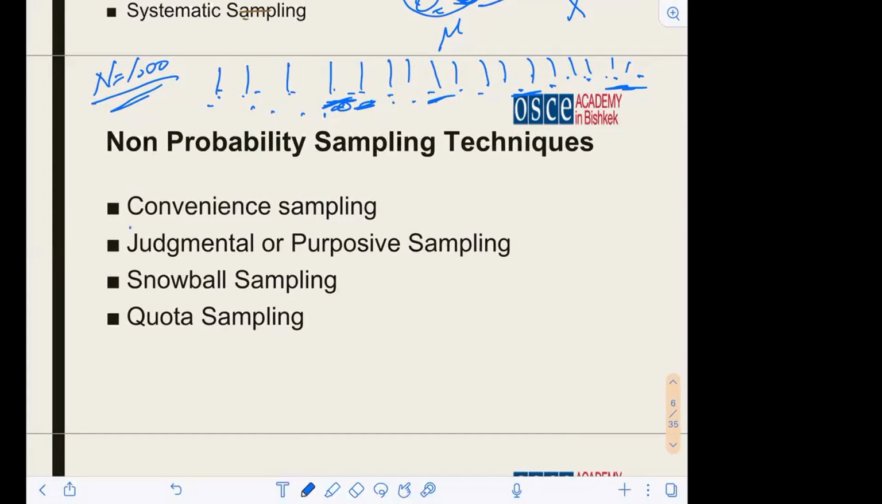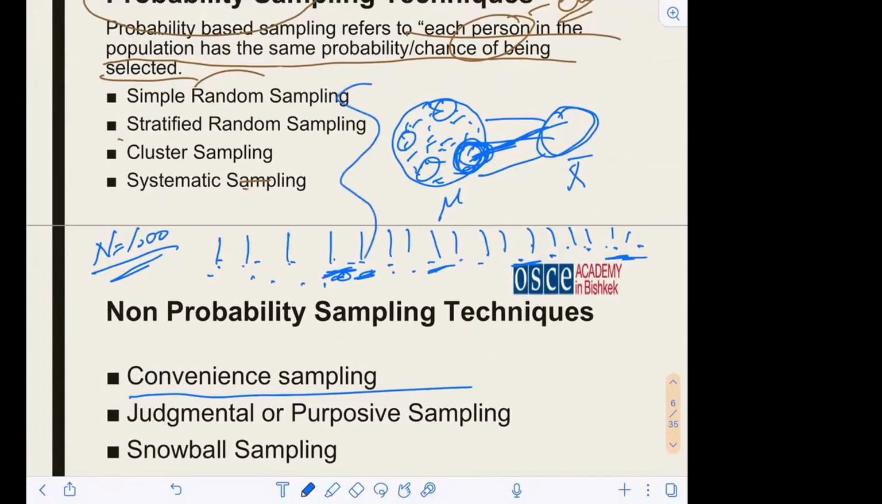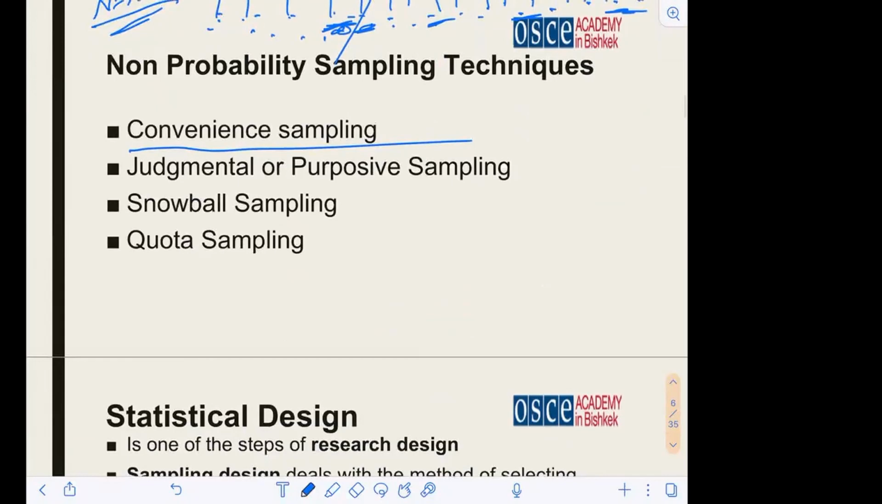Let me begin with convenience sampling first of all. Whatever is convenient for you. What does it mean? Oh well, by the way, sir, everything is convenient for us. No, I mean whatever is available, whichever data is easily accessible. Let me write down: easily accessible, which you can easily access, right?